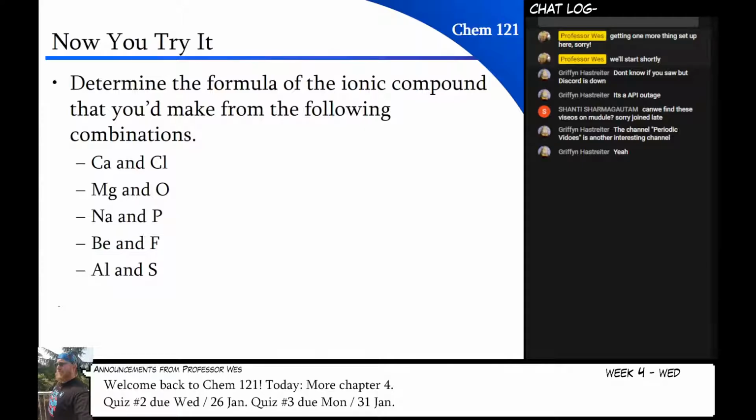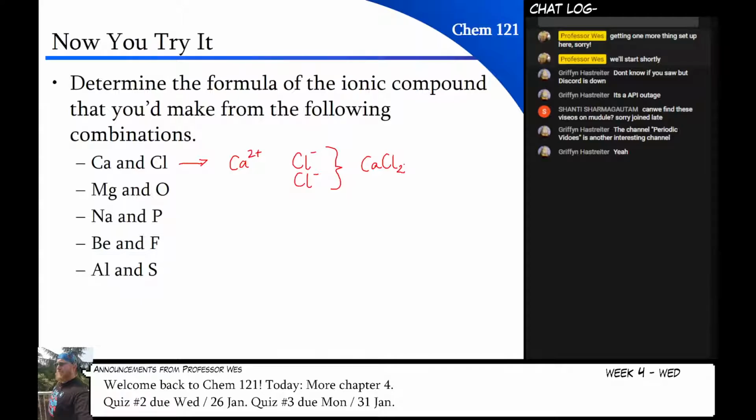But what we're going to do for this is figure out what ions are formed using the octet rule. So, for example, calcium would form this ion, and chlorine would form this ion, and then I'd balance the charges to figure out the ionic compound.